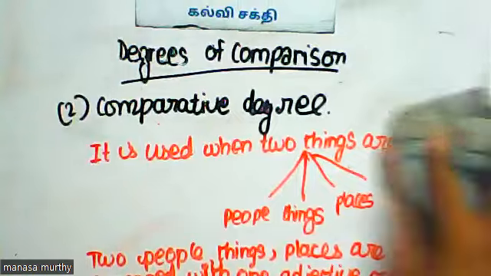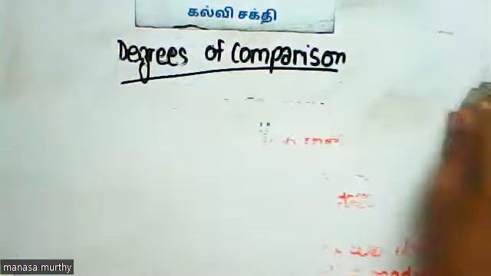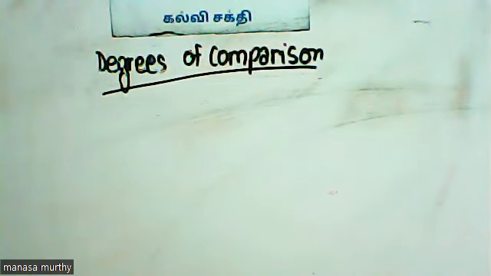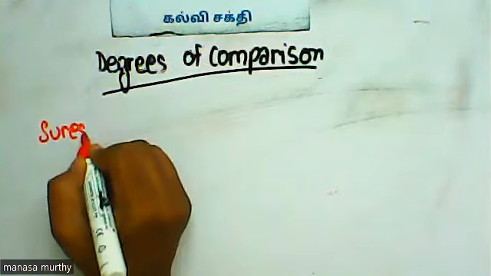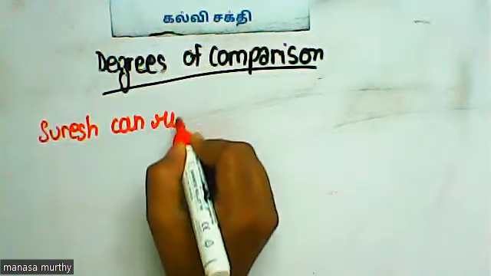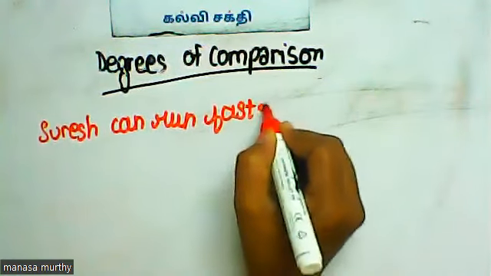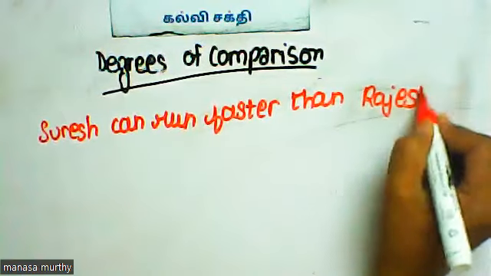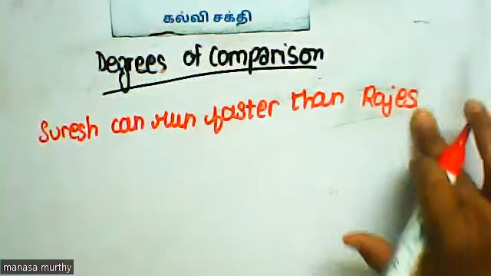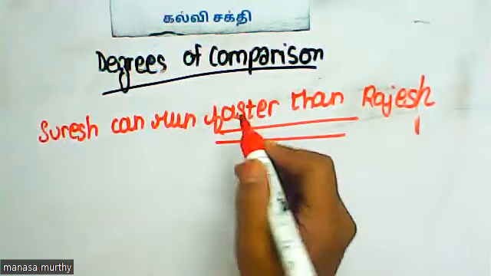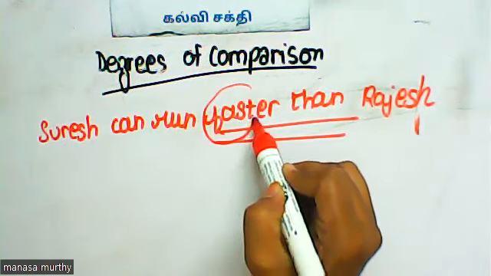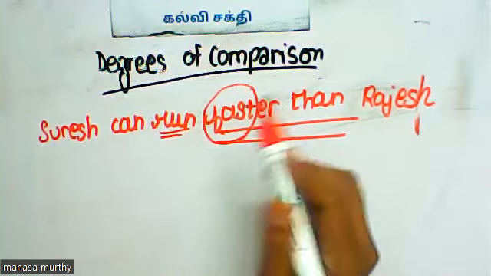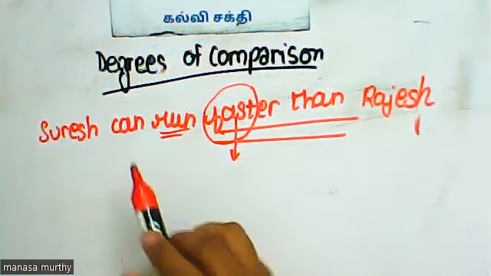We see examples of sentences. If we see an example in a sentence format, you will understand better. Suresh can run faster than Rajesh. What is the adjective? Fast. It goes with the verb run. How does he run? Fast. It is describing how Suresh is running.